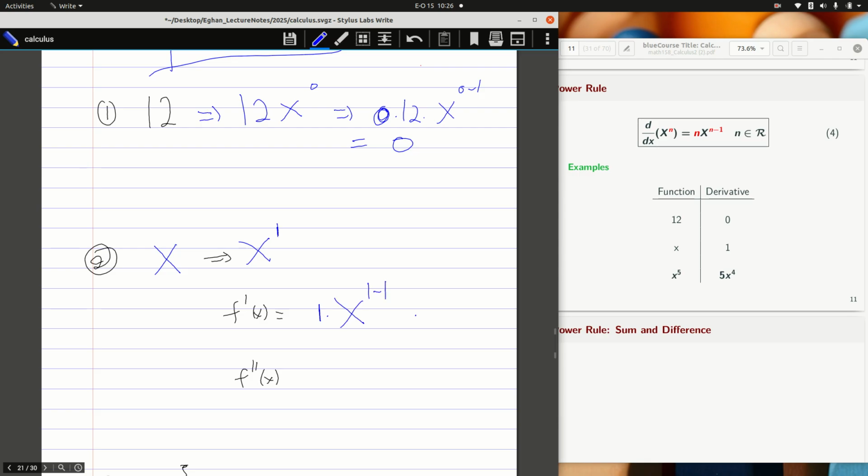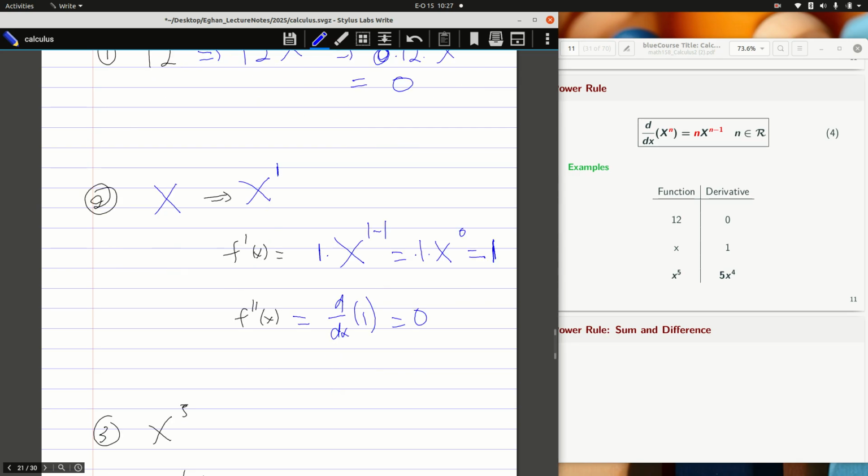You have 1 times x to the power 0. And any number to the power 0 is 1, and so that is 1. The second derivative means I'm differentiating 1. We've confirmed that the derivative of a constant is always 0. If I find a third derivative, I'll still get 0, on and on.